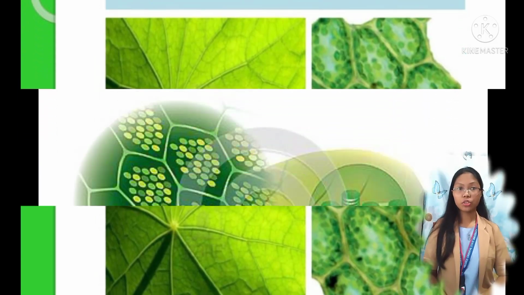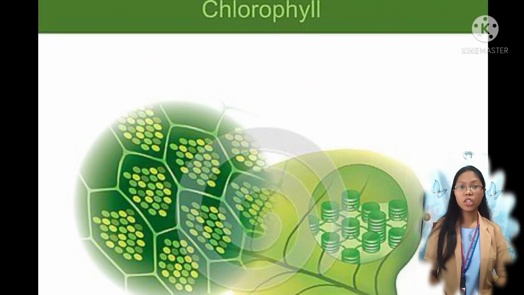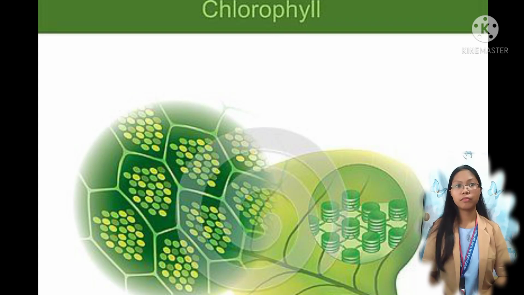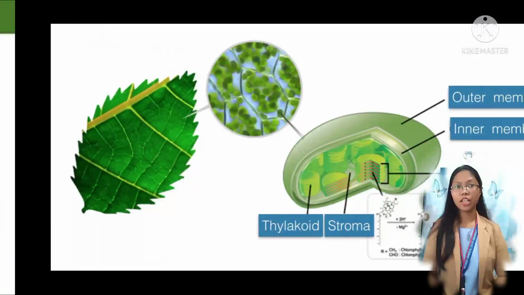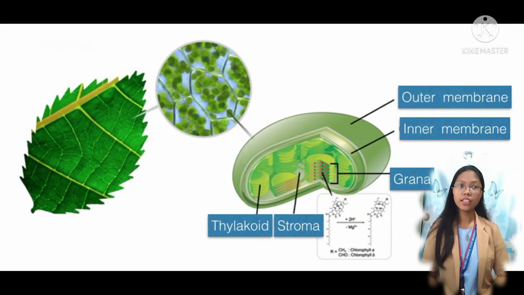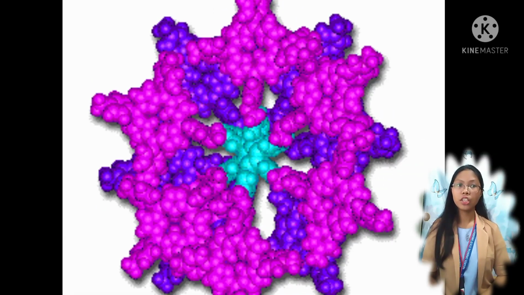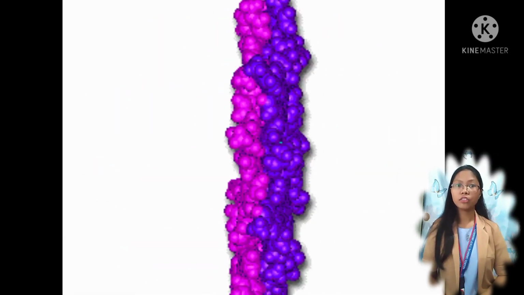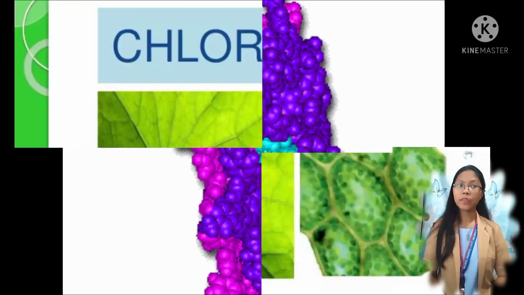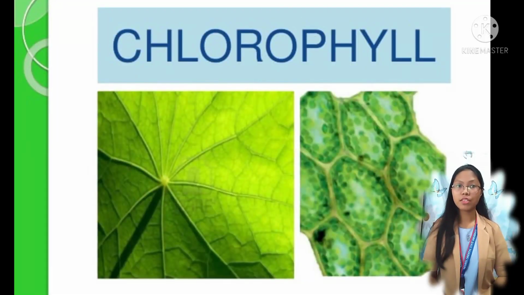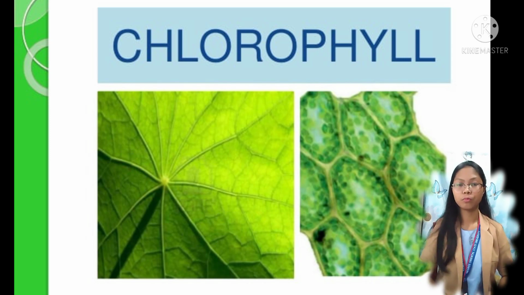The basic structure of the chlorophyll molecule is a porphyrin ring coordinated to its central atom. This is very similar in structure to the heme group found in hemoglobin, except that in heme the central atom is iron, whereas in chlorophyll it is magnesium.